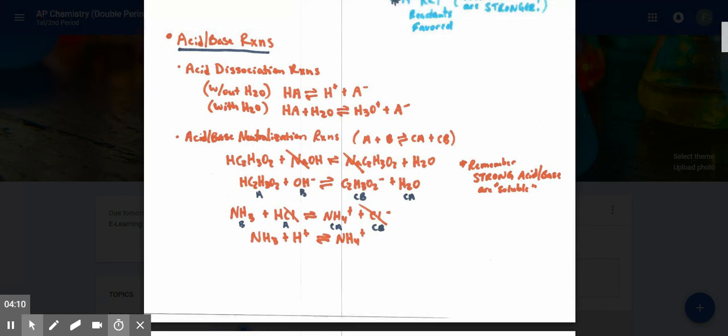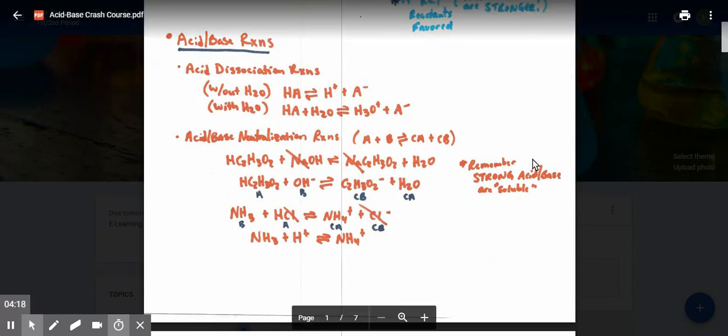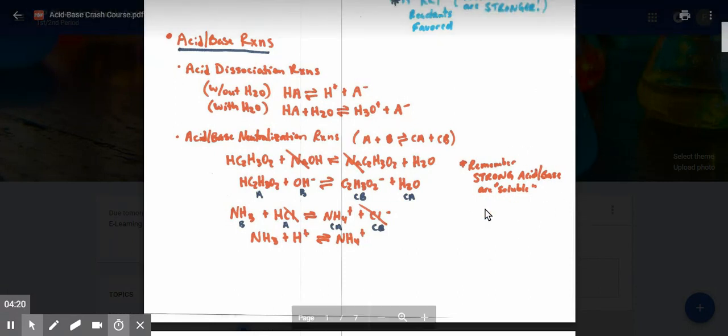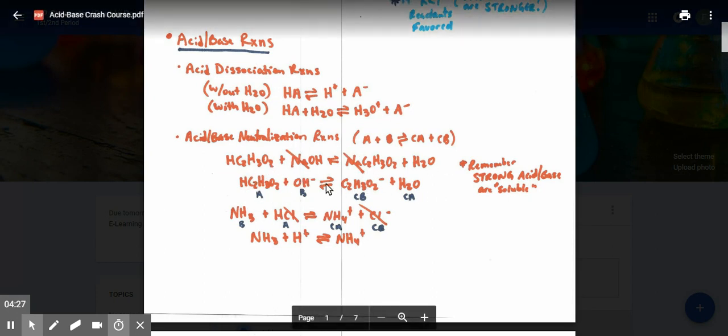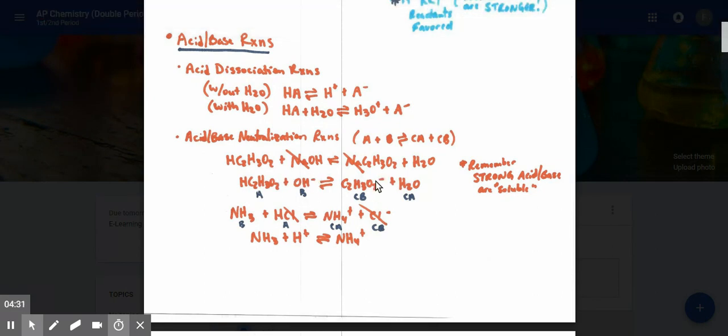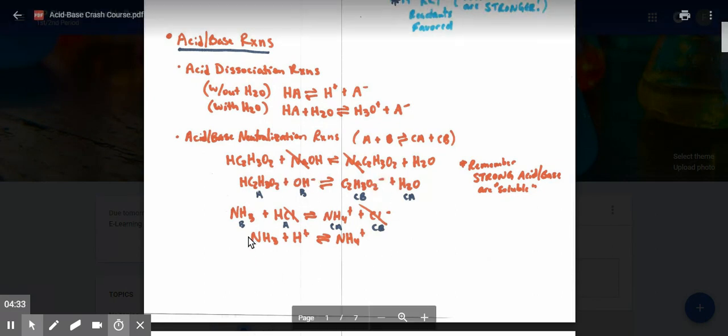Now do remember you have to write net ionic equations here. So we have to pay attention to our solubility rules. Referring to solubility rules, remember that strong acids and bases are classified as soluble. So from there we can pick out our spectators. Remember, if we write our net ionic equation without the spectators, we have to write those things as ions.